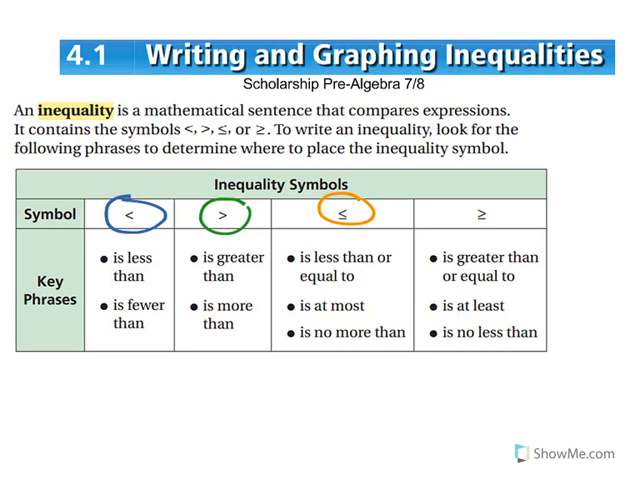Over here we have the less than or equal to sign. This would be is less than or equal to. Is at most, that's kind of an important one. I know it seems like it would be at least, but it's actually at most. We'll get to that a little later. Or is no more than. And then finally we have our greater than or equal to sign. And again, it could be greater than or equal to, is at least, again that's a really important one, or is no less than. So these are the wording you would use with these symbols.